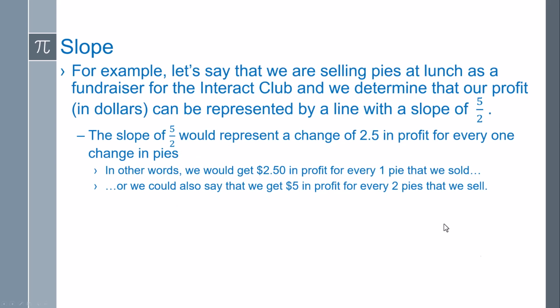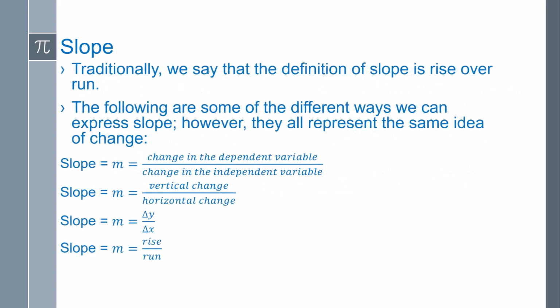So let's look at a quick example here. Let's say that we are selling pies at lunch as a fundraiser for the Interact Club, and we determine that our profit in dollars can be represented by a line with the slope of 5/2. The slope of 5/2 would represent the change of 2.5 in profit for every one change in pie. In other words, I would get $2.50 in profit for every one pie that we sold. We could also say that we get $5 in profit for every 2 pies that we sell.